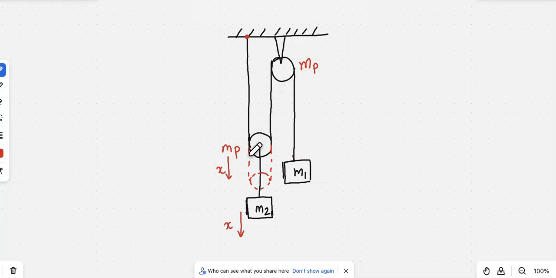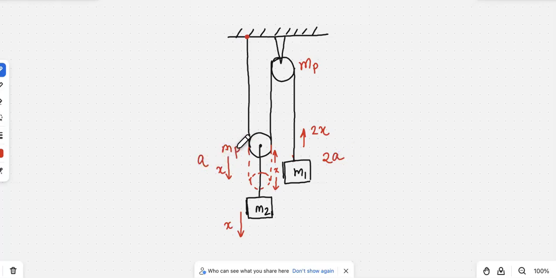So see, this is the x distance, this is the x distance here also. So this total length is 2x, right? So this 2x has to be released from this string, which is passing over this. So this block will come upwards by 2x amount. So if this pulley goes down by x amount, the block m1 will go up by 2x amount. It is not the same. So the acceleration of block m1 will be 2a if the acceleration of mp is a.